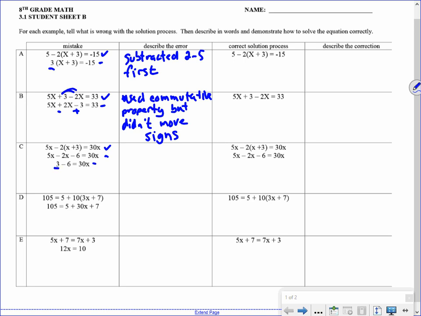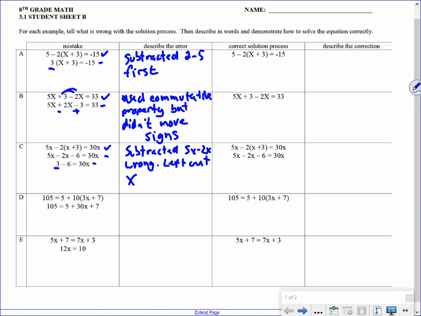Yeah, they forgot to leave the x with the 3. They took the x out. So they subtracted 5x minus 2x. Wrong. They left out the x. You can't do that.